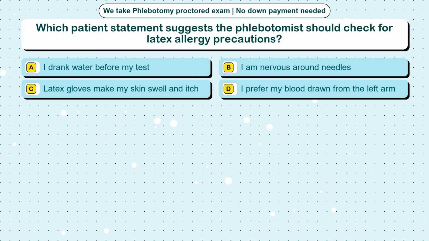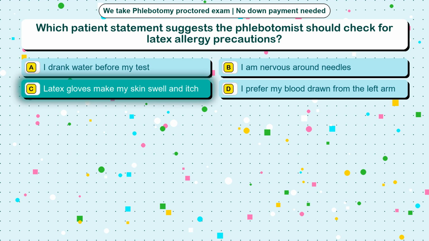Question 42. Which patient statement suggests the phlebotomist should check for latex allergy precautions? Option A. I drank water before my test. Option B. I am nervous around needles. Option C. Latex gloves make my skin swell and itch. Option D. I prefer my blood drawn from the left arm.